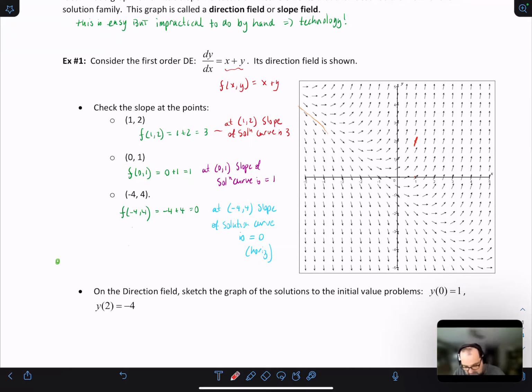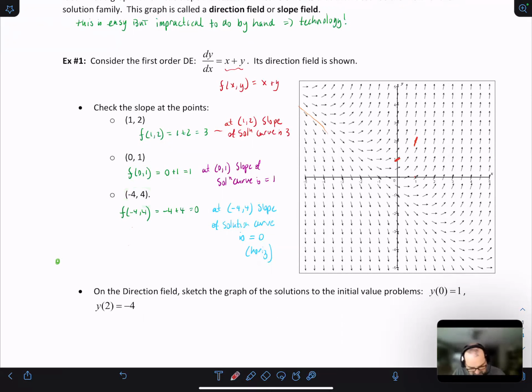So (0, 1) would be right here. And if we look at this little slope indicator there, hopefully that is convincing that that is plausibly a slope of 1. Lastly, what about at (-4, 4)?